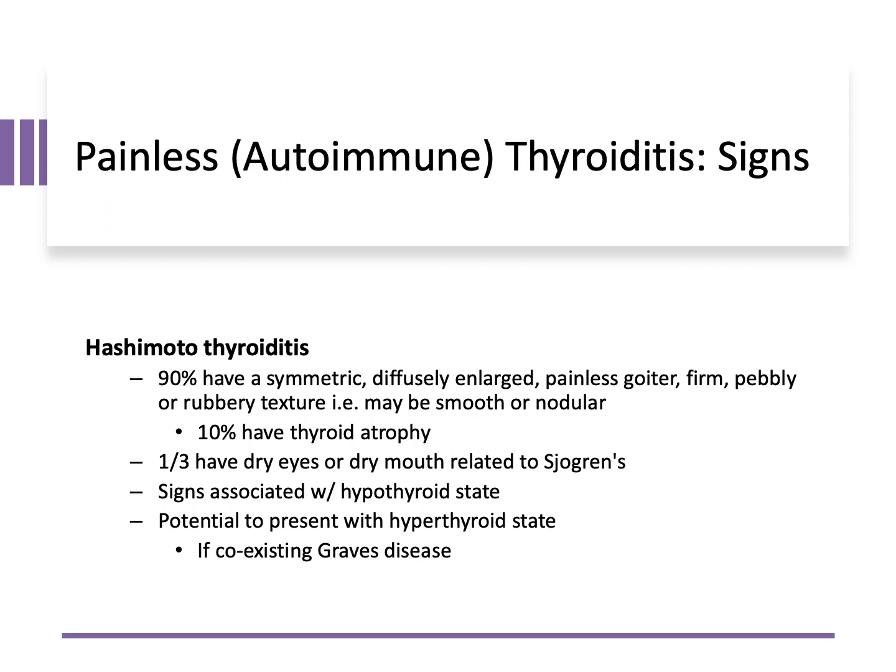Okay, so in terms of our painless or our autoimmune thyroiditis, what are the signs? In Hashimoto's, again, this is the most common form of thyroiditis. 90% of these people might not even come in complaining of this. You might just pick up on this on exam. So they will have a symmetric, diffusely enlarged, painless goiter. Okay, now it may be firm or have a rubbery texture. And many of these patients will also have symptoms of hypothyroidism, i.e. fatigue, cold intolerance, weight gain, everything is slow.